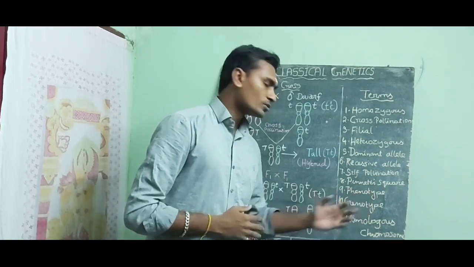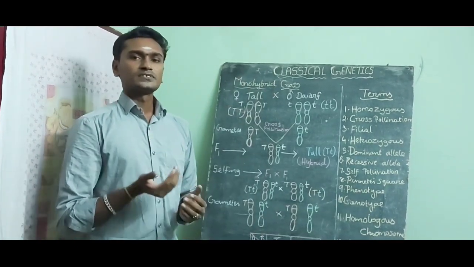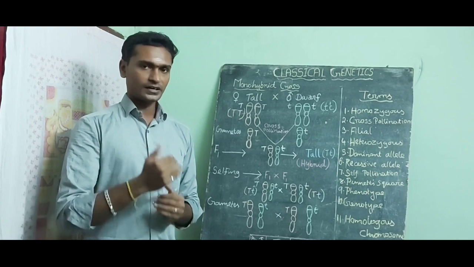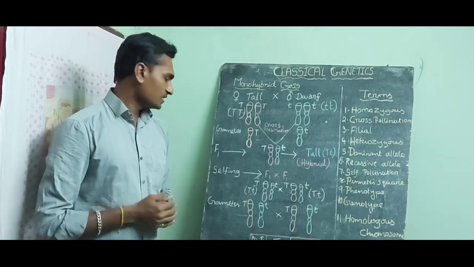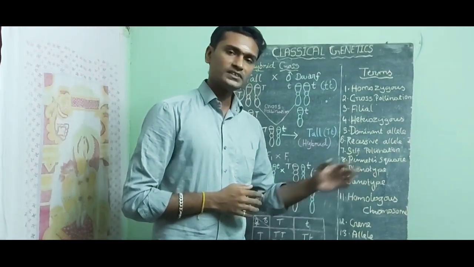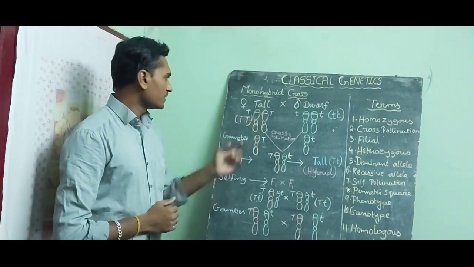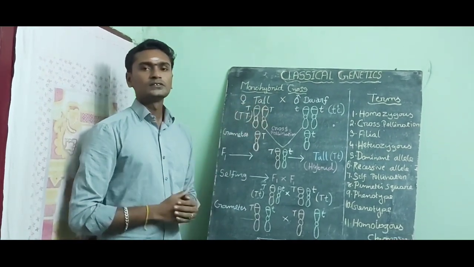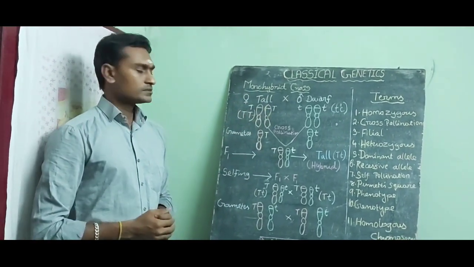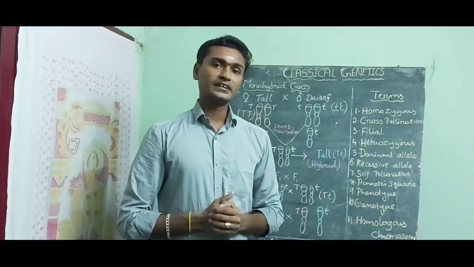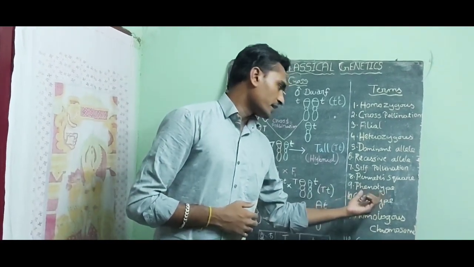Then the genotype. Some plants look tall because of their genetic makeup. Here we have capital T, capital T, so the plant should be tall. So the genetic constituent of a plant is called genotype.